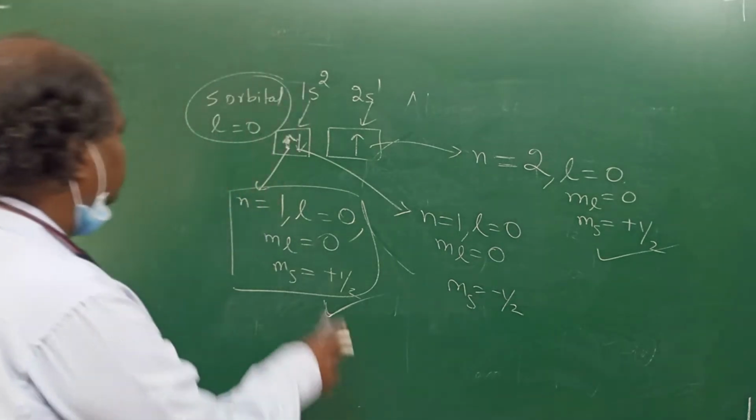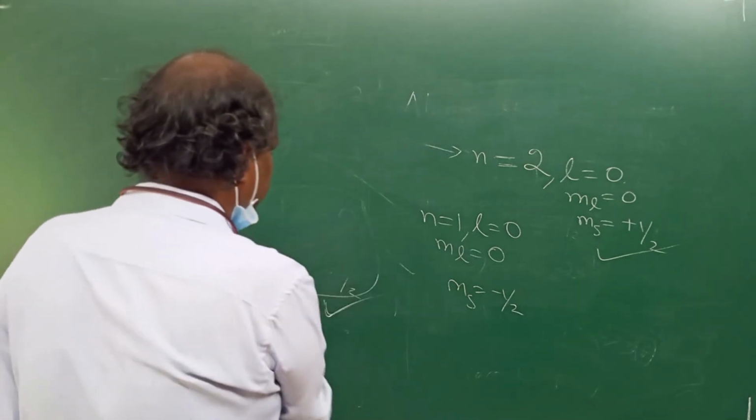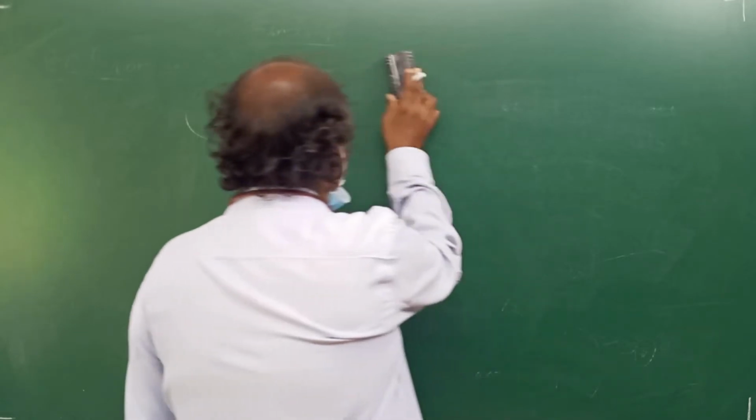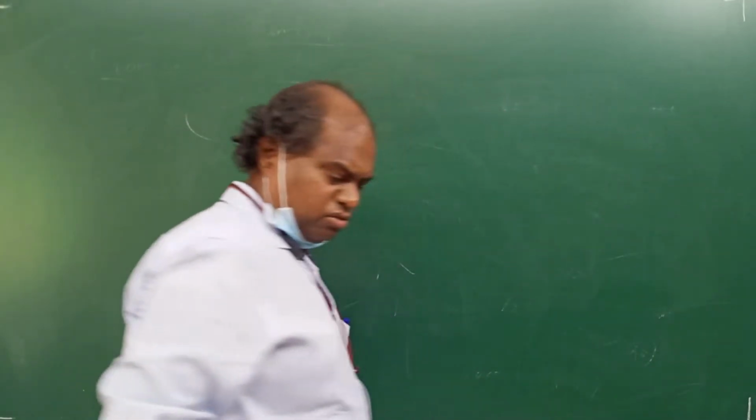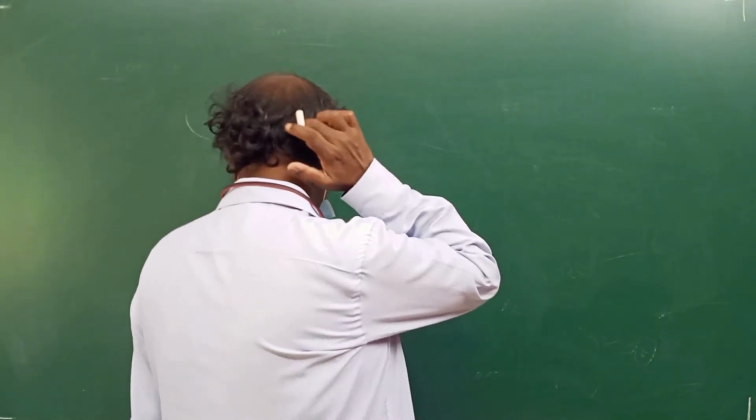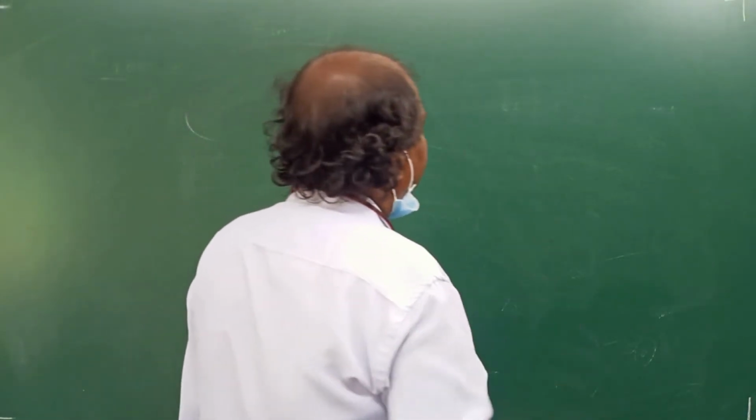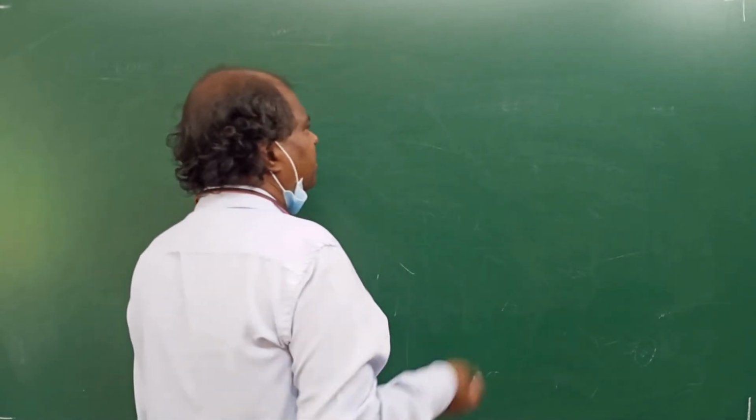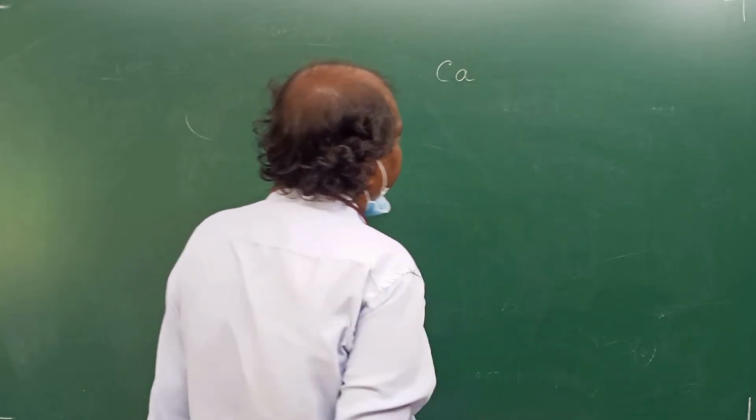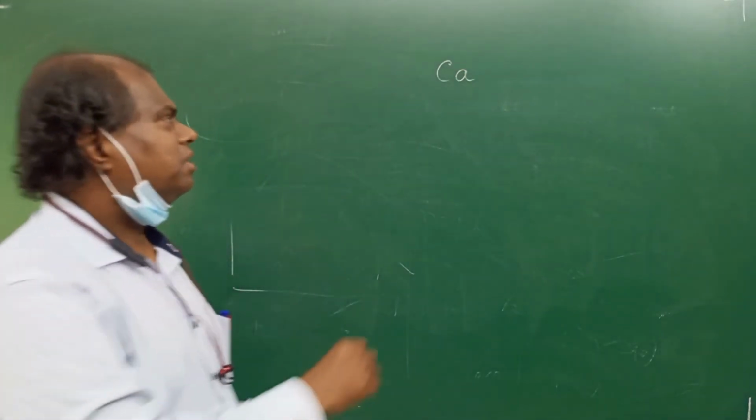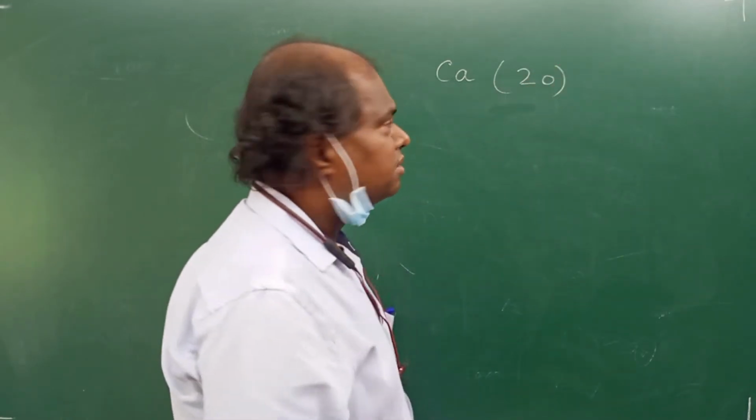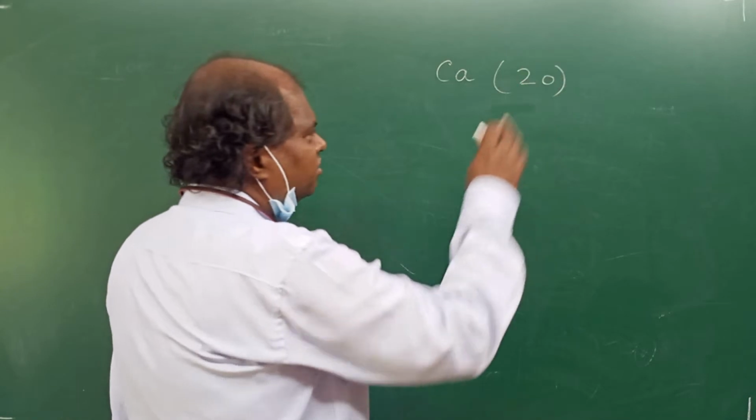Okay, students, I hope we can do this question right. Okay, fine. Let me give you another question now. Let's take a difficult one, like calcium. Calcium atomic number is 20. So since 20 is the atomic number, now let me write the whole electronic configuration.